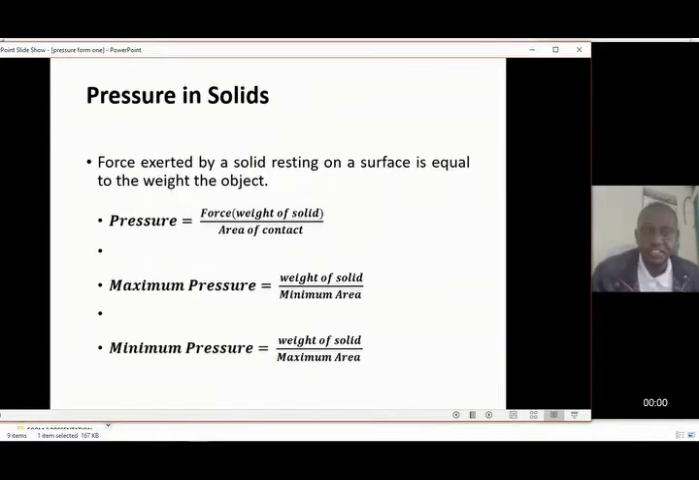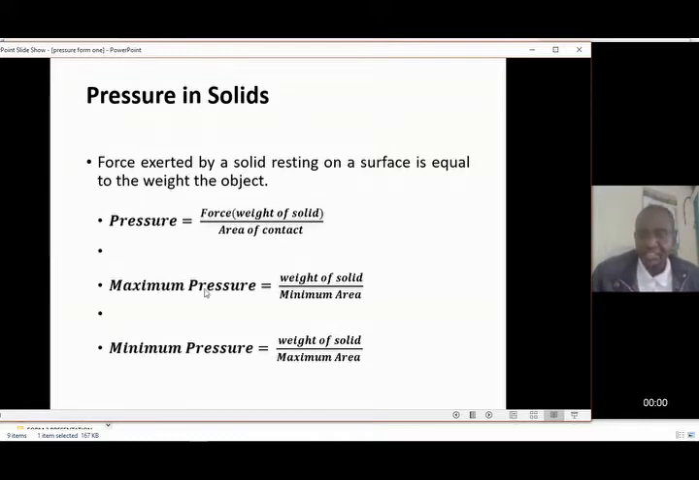Pressure in solids. Force exerted by a solid resting on a surface is equal to the weight of the object. So pressure equals force over area of contact, where force is the weight of the solid.